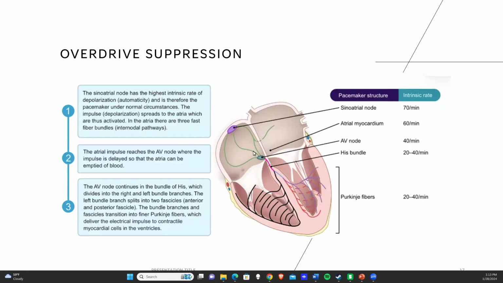After that, if we follow that electrical signal down into the AV node, that beats at roughly 40 to 60 beats per minute. And then lastly, the bundle of His, all the way through the Purkinje fibers, they beat at approximately 20 to 40 beats per minute. And this hierarchy acts as a backup system in case, for whatever reason, the heart becomes damaged. You have a secondary and tertiary tier to help the heart continue to function, albeit not optimally.